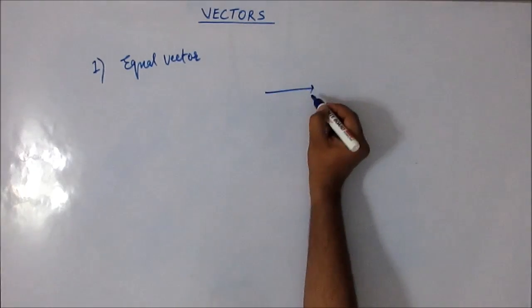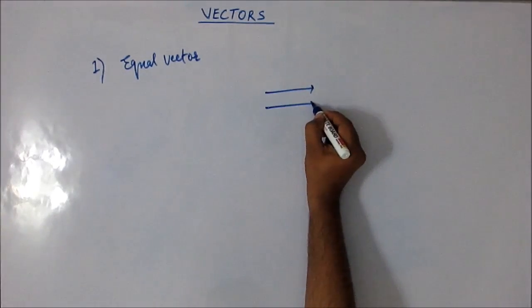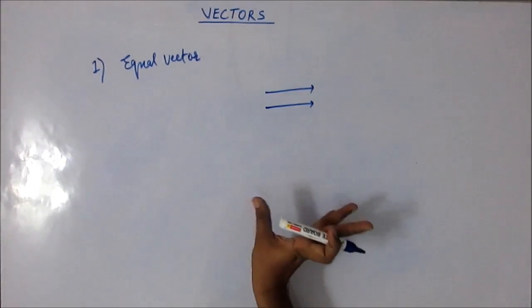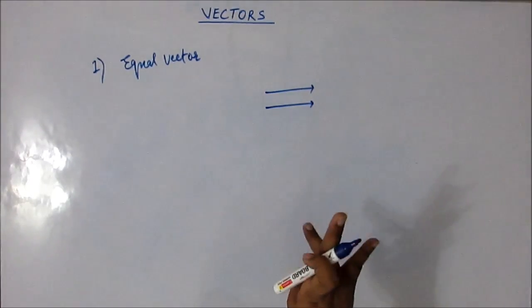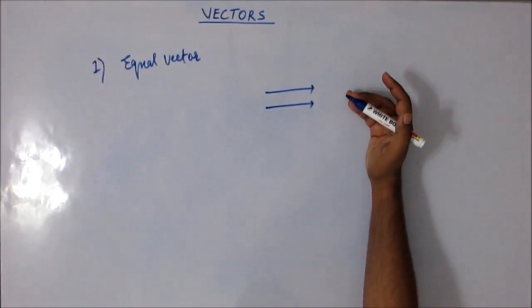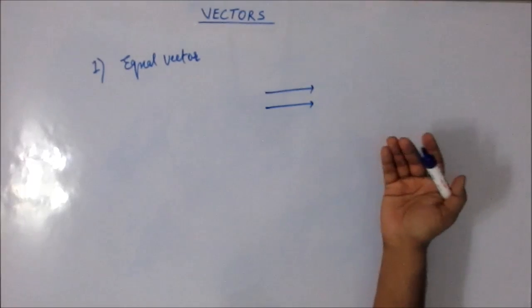Like these two vectors, if they are representing force, and I have drawn them of exactly the same length, then the length is the same, meaning the magnitude is the same, the direction is the same, and if they are representing the same physical quantity, then the unit would also be the same. Then these two vectors are equal vectors.